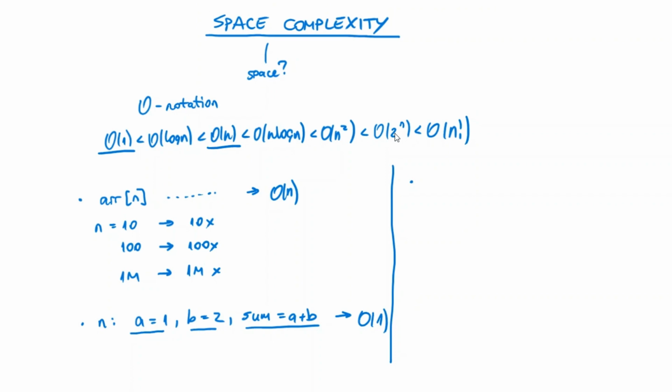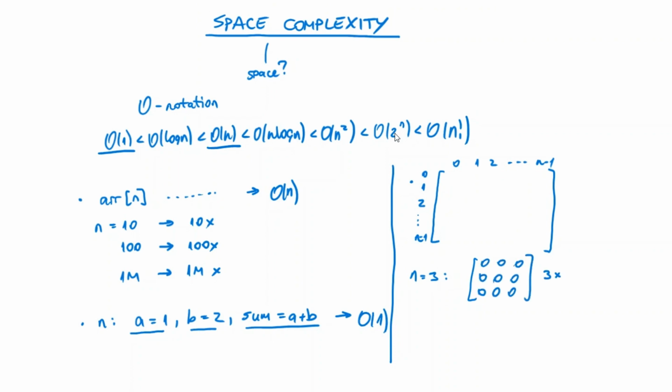If we have some matrix, if n is equal to 3, we will have 3 rows and 3 columns. So we will have 3 times 3 places in memory. If n is 10, we will have 10 times 10. And in general, if we have input of size n, we will need n squared places in memory. So that is quadratic space complexity.